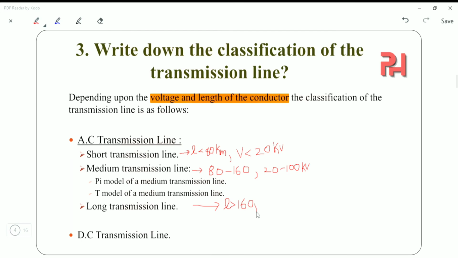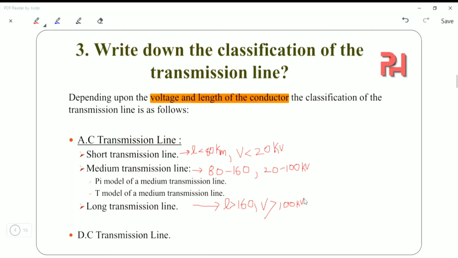And the voltage should be greater than 100 kilovolt. These are the classification of a transmission line, overhead transmission line.